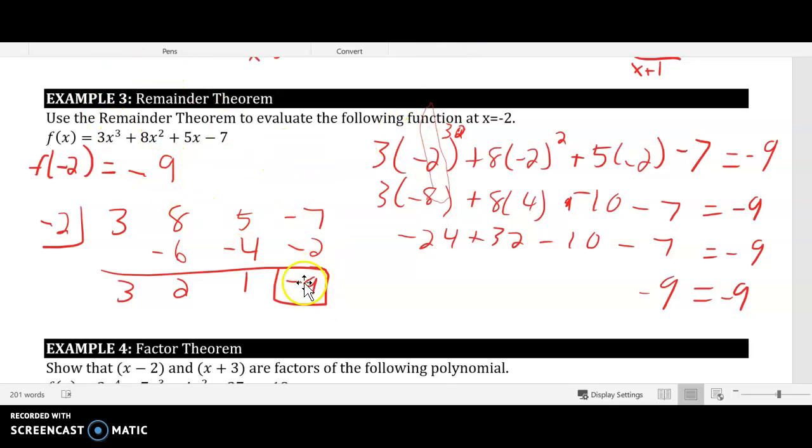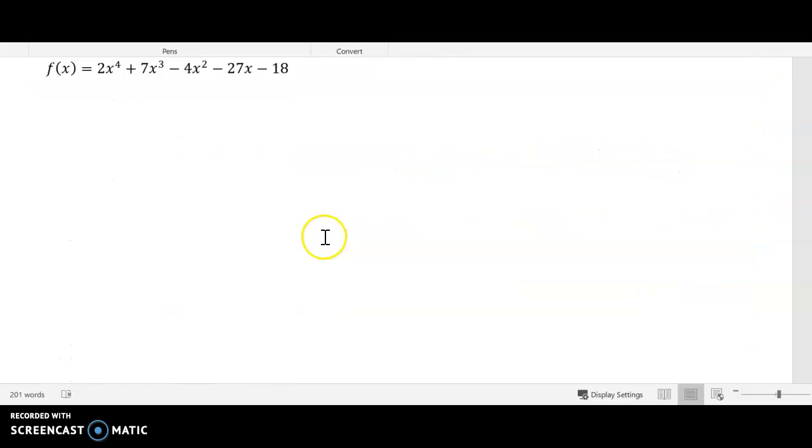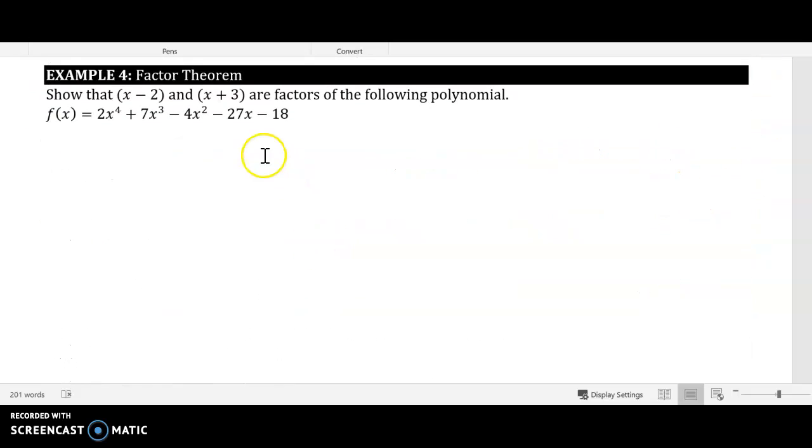So this is just saying the remainder theorem. If you were having to divide, you could do it this way or you could do it this way. Some students prefer to do it this way because there's no powers. You just do synthetic division. And last but not least is the factor theorem. So show that these two are factors of the following polynomial. So if you recall, when you have x to the fourth, it means you have 4 zeros. So we're going to prove that 2 and negative 3 are zeros. These are factors.